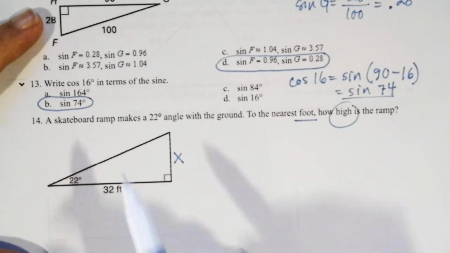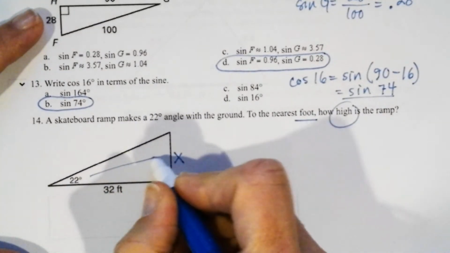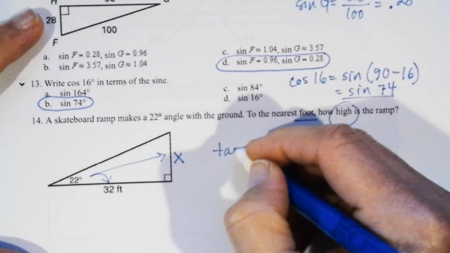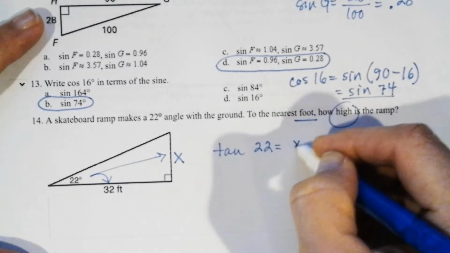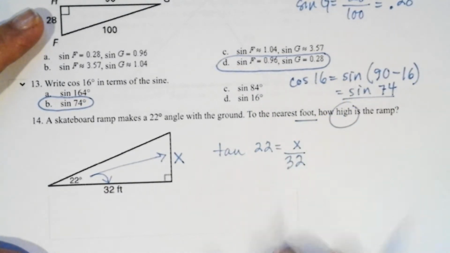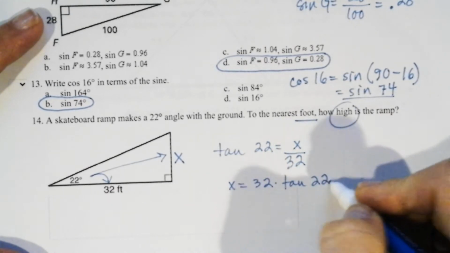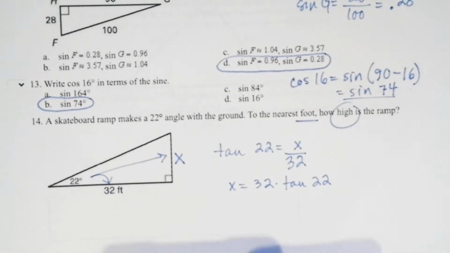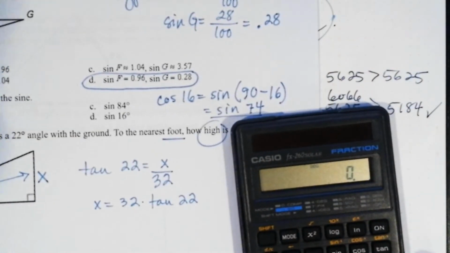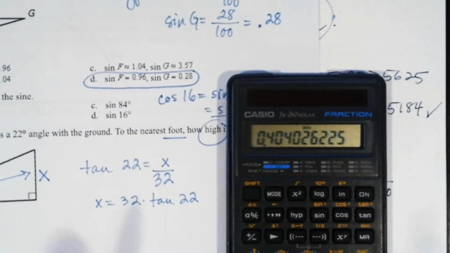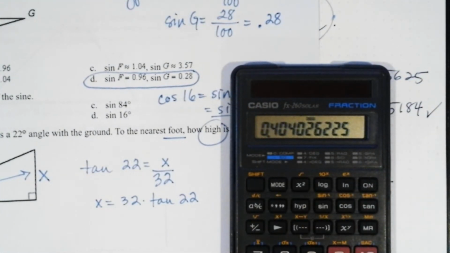which ratio to use. So this is the opposite over the adjacent. Those are the two I'm given, which means I'm going to use the tangent. Opposite over adjacent. I can multiply both sides times 32, and use my calculator. So 22 tangent. With this one, I do it backwards. I do the angle first, and then the button. And then I'm going to do times 32.